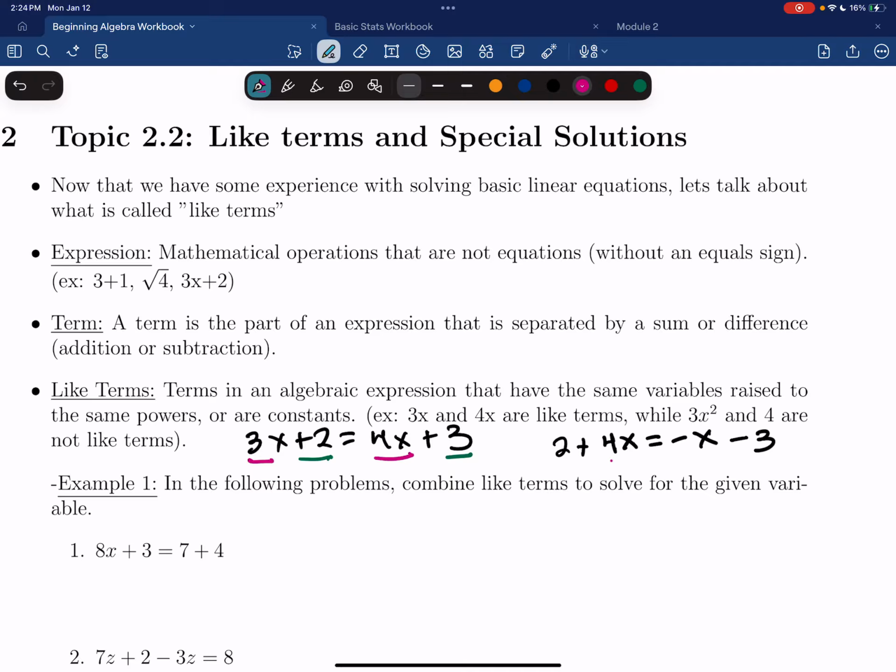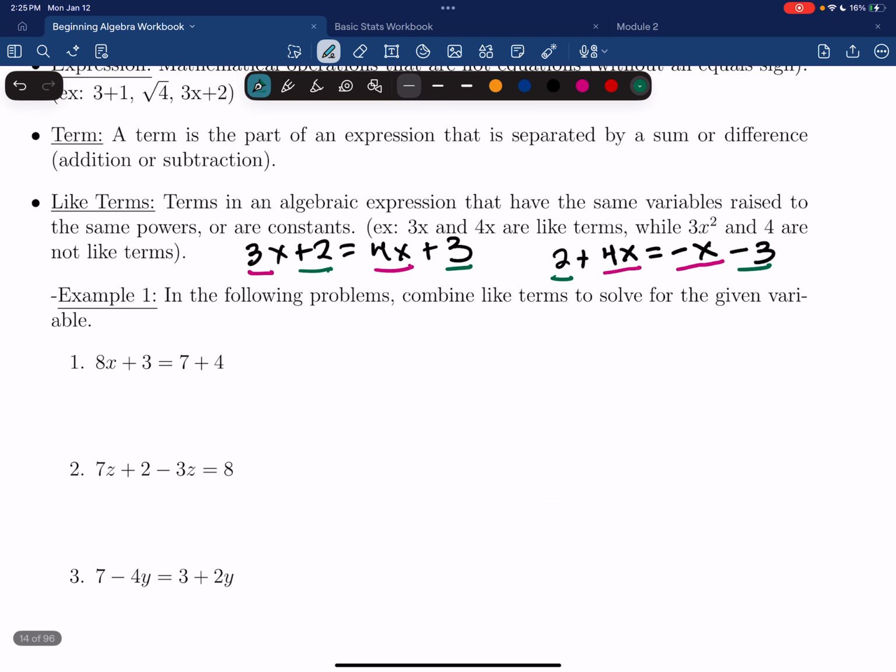Well, I see a 4x here. And then on the other side of the equation, I see a negative x. So the 4x and the negative x are like terms. Now the 2 and negative 3, they're both constants. They're both numbers. So those are also like terms. I can combine those.